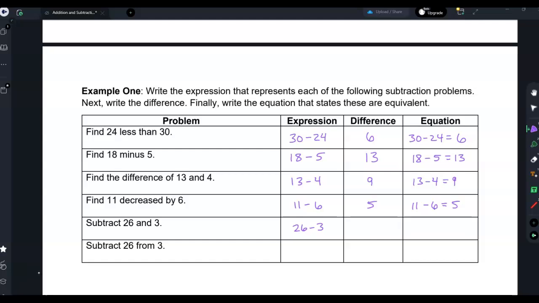So if we're subtracting 26 from 3, that's actually 3 minus 26. So 26 minus 3 would give us 23. 3 minus 26 would actually give us negative 23. And then we can write the equivalent equations for both of those.